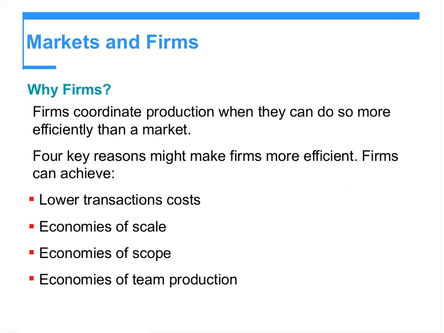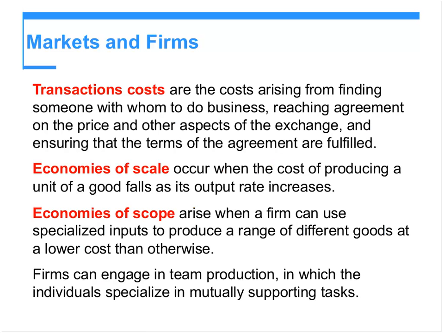Four key reasons might make firms more efficient, and firms can achieve these through the basic collaboration and coordination we were talking about: lower transaction costs, economies of scale that we explained before, economies of scope, and economies of team production. These are the basic reasons why firms coordinate production while the market doesn't.